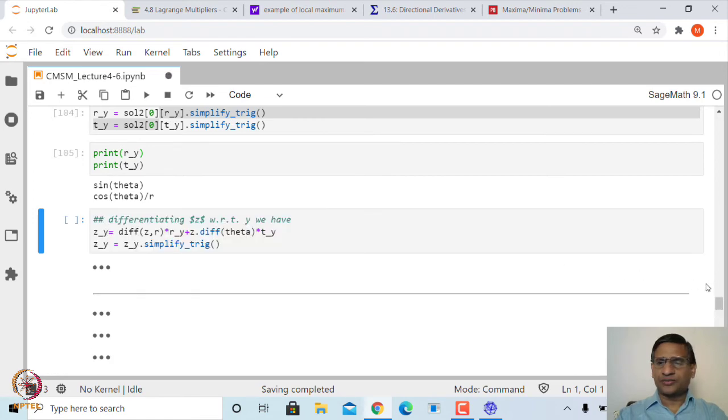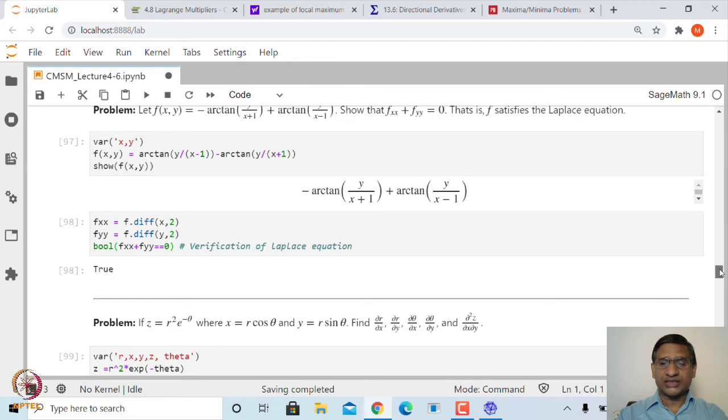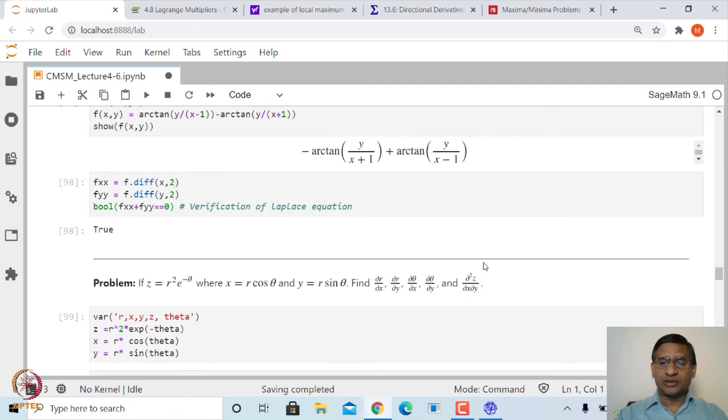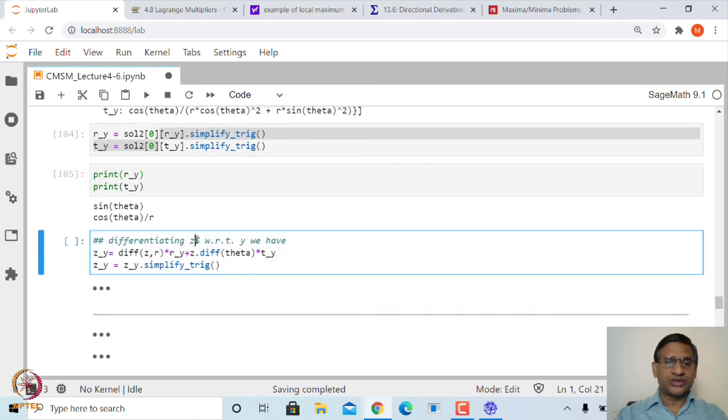And next we want to find the partial derivative of z with respect to x, followed by again the partial derivative of that with respect to y. That means del 2z by del x del y. So how do we do that? We need to differentiate z with respect to y first. Z with respect to y first. That's z is a function of r and theta.